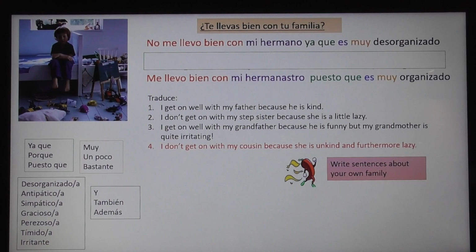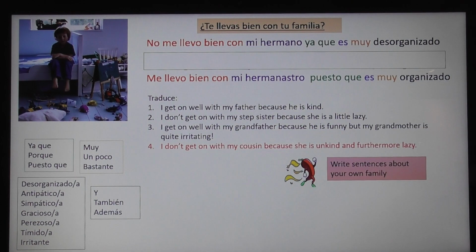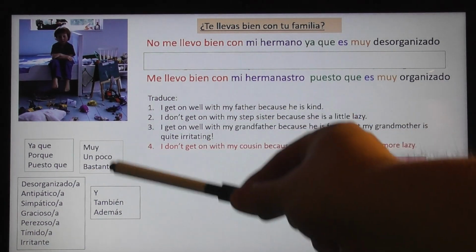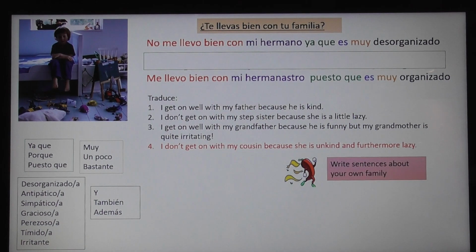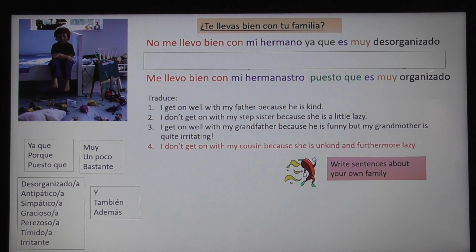So, what I want you to do is to translate those two sentences into English and translate those 4 sentences into Spanish for me. There are lots of words here to help you, so I would definitely recommend making a note of those if you don't know them already. And then as your more challenging activity, it would be great if you could write sentences about your own family so you can answer the question, do you get on well with your family? Okay? Come back to you soon.